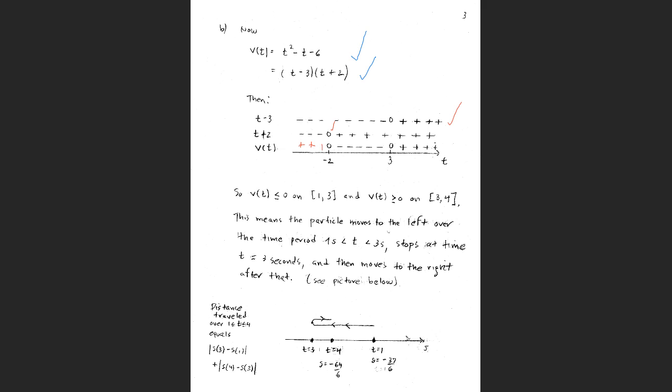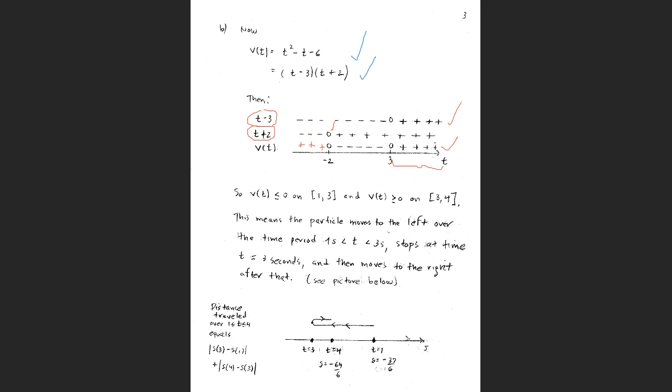So then the velocity, I know where the velocity is positive and where the velocity is negative based on the chart, because you just take the product of your factors and study the results. For instance, when t is greater than 3 for this part, both factors are positive there, and a positive times a positive is a positive.